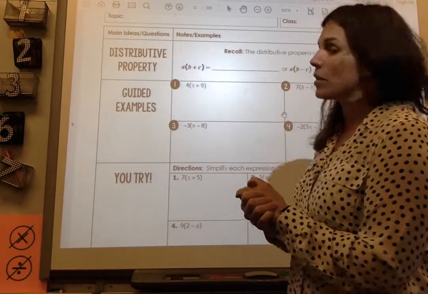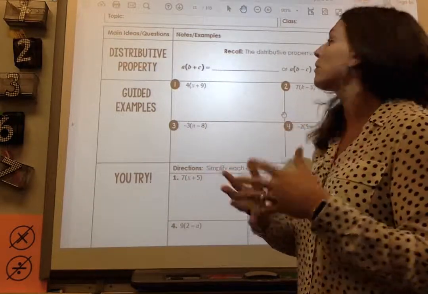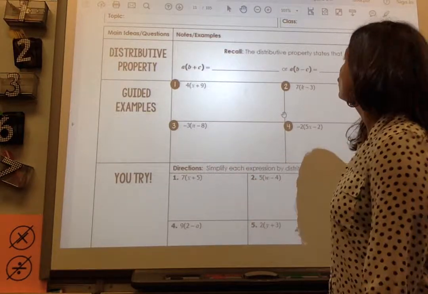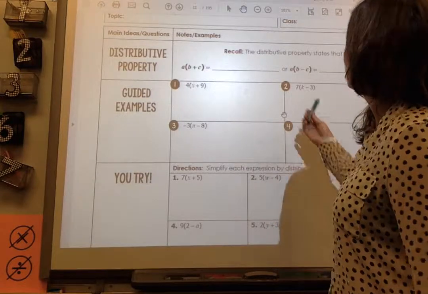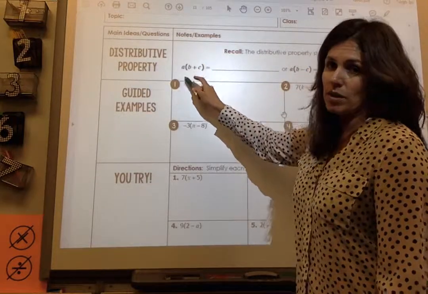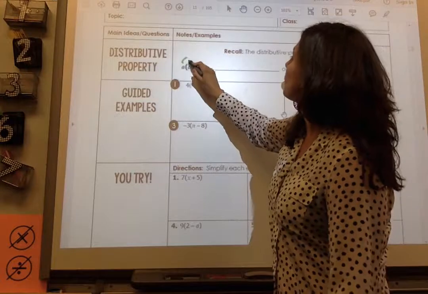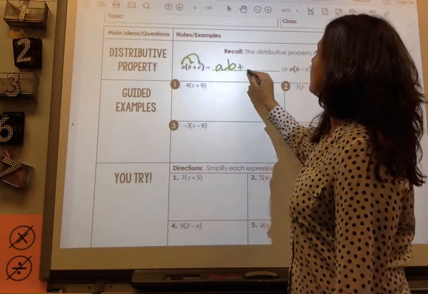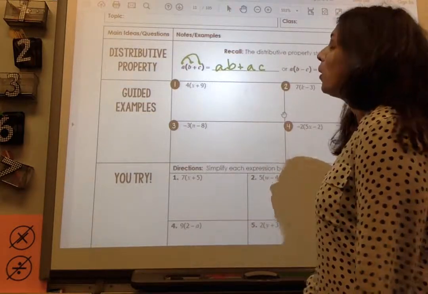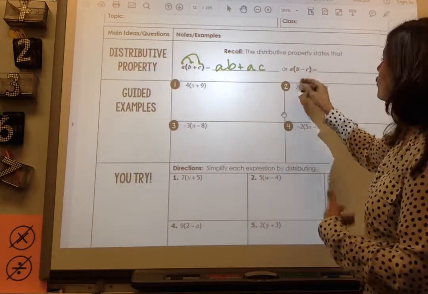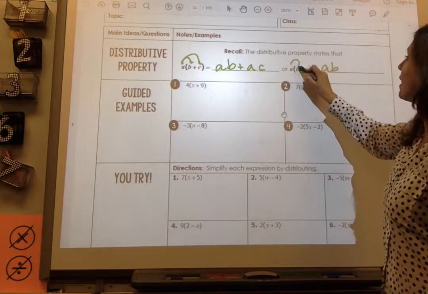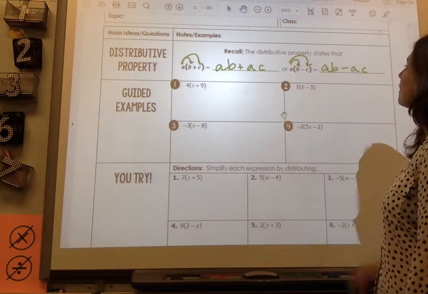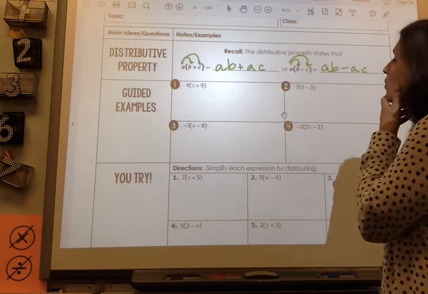In this video, we're going to talk about the distributive property and simplifying like terms. So distributive property, as you already know, is using multiplication to distribute the expression. So I'm going to multiply a times b, which is ab, a times c, which is plus ac. Or if I have subtraction in here, I have ab, a times b, minus a times c, which is negative ac. So both of those are the distributive property.